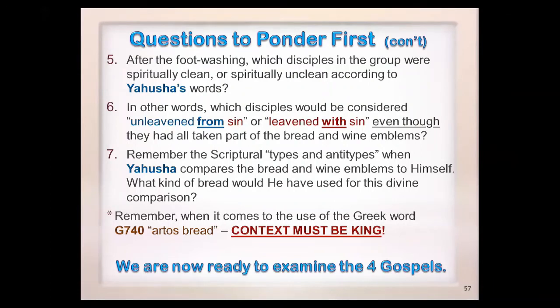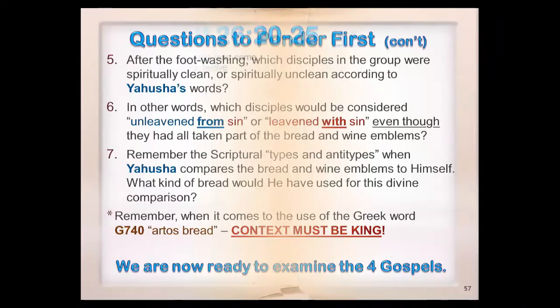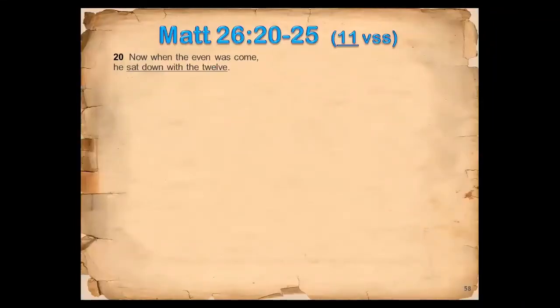So now we're ready to go into the exciting part. We're going to look at the four Gospels. There's going to be two columns, one on the left and one on the right. We'll go through Matthew first, and then I'll show you how it works. Matthew 26, 20 to 25, he has 11 verses.